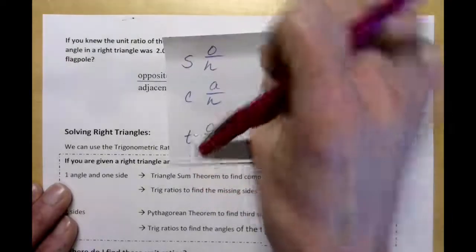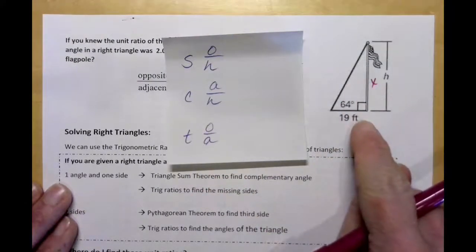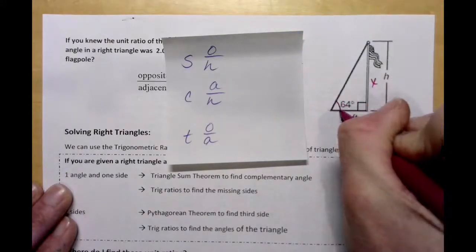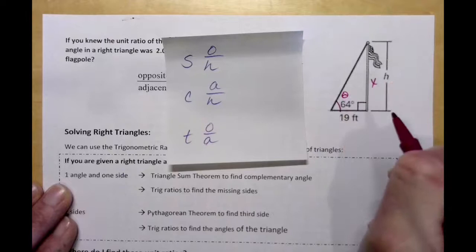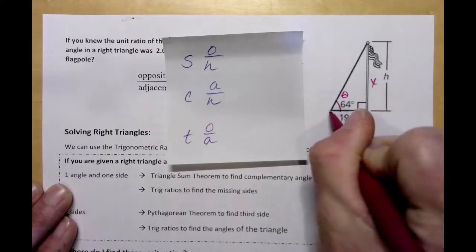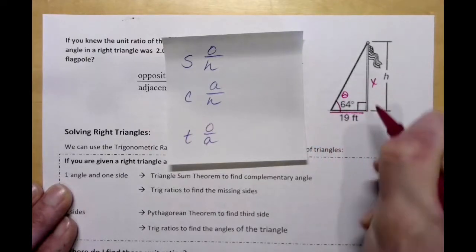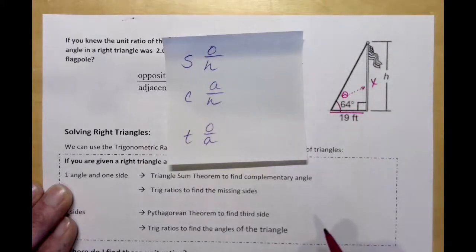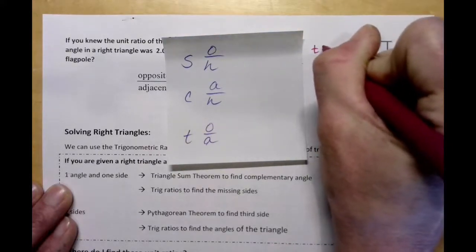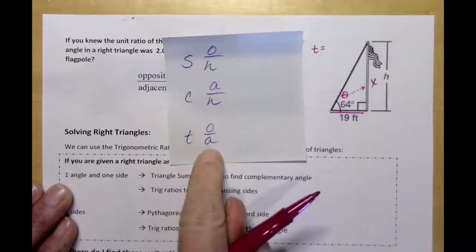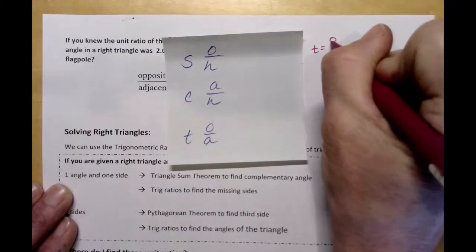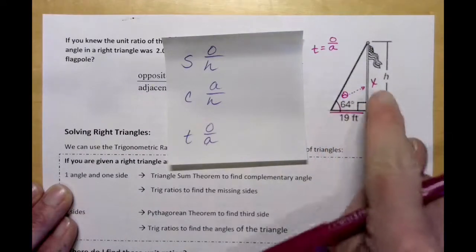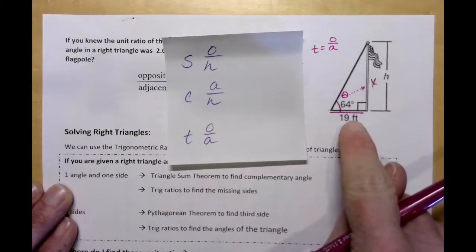So what I need to do is look at my triangle and say, okay, what do I have? What do I need? I have this angle measurement, theta. I have my adjacent side, and I need my opposite side, which sounds a lot to me like I'm going to need my tangent, because my tangent is the story, the unit ratio between my opposite and my adjacent.